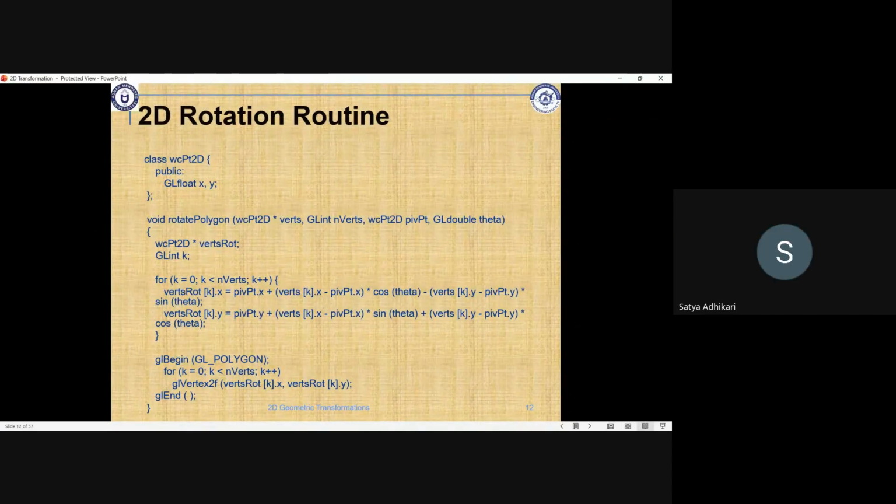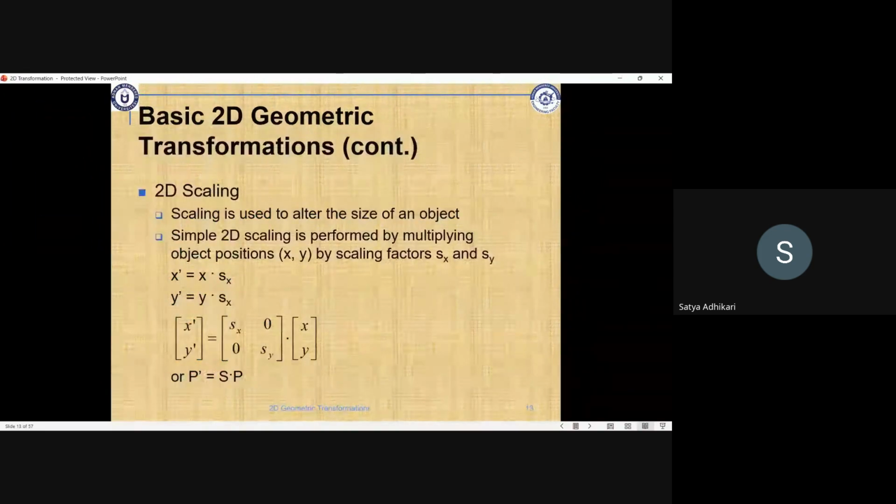This is not required. This is the 2D rotation routine, a small function using the C language. It is actually not in your course; it is in another student's course, so I used to take their class. So it is not required. You may ignore these slides. You need not write a C program for the rotation routine.